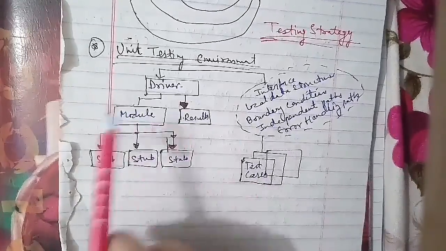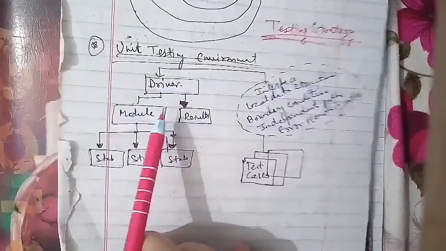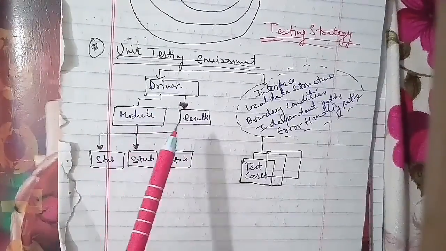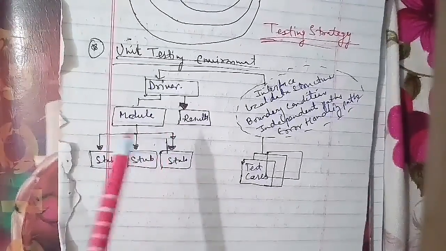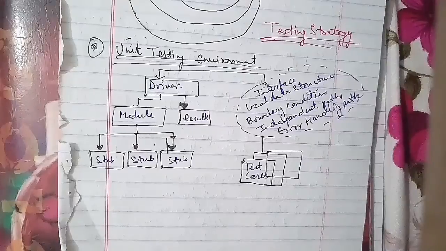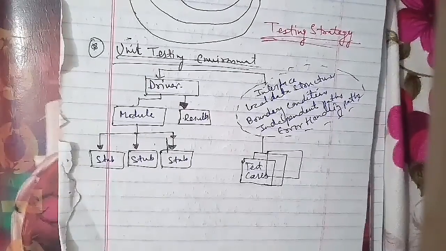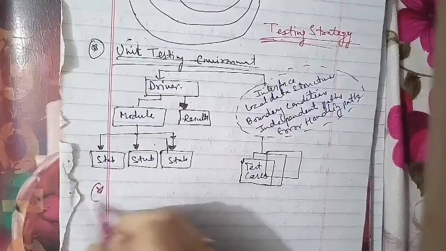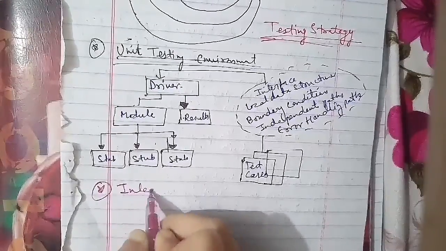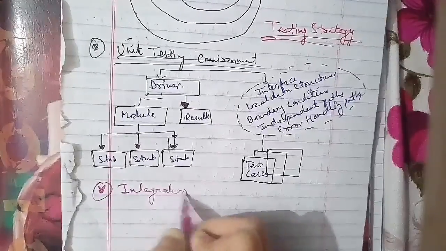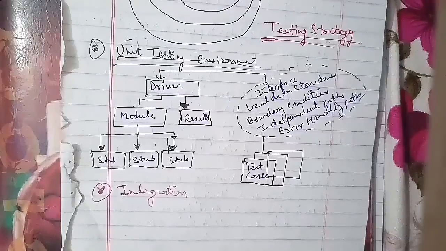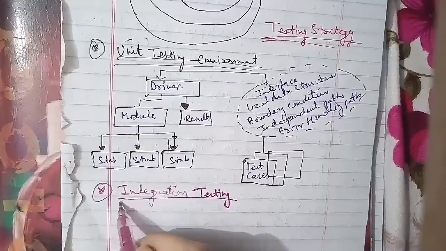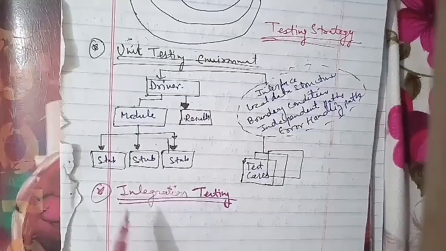So, on to the terms of integration testing. This has been asked for 5 marks. Integration testing is a group of dependent components that are tested together to ensure the quality of their integration. The objective is to take unit-tested components and build a program structure that has been dictated by the software design.